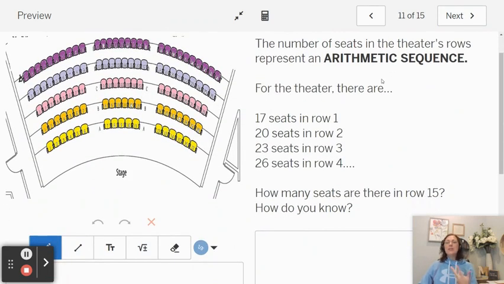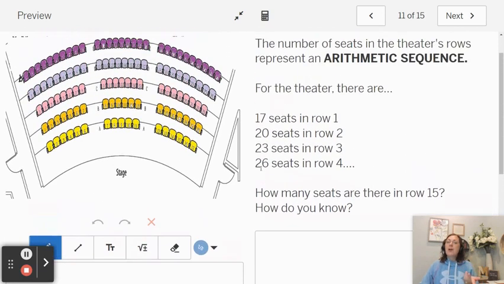All right, so here's a problem that we would have to use a formula for. So if we have a theater, it represents an arithmetic sequence. So there are 17 seats in row 1, we're told, 20 seats in row 2, 23 seats in row 3, 26 seats in row 4. Sounds a lot like an arithmetic sequence. Hint, hint. What is the common difference? It's 3, right? We add 3 seats every time.